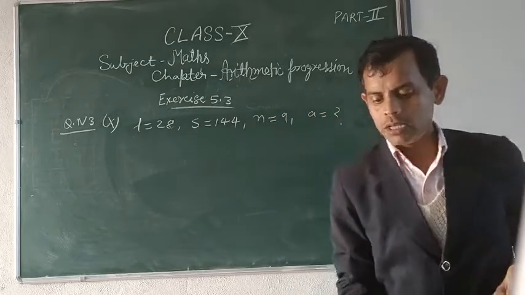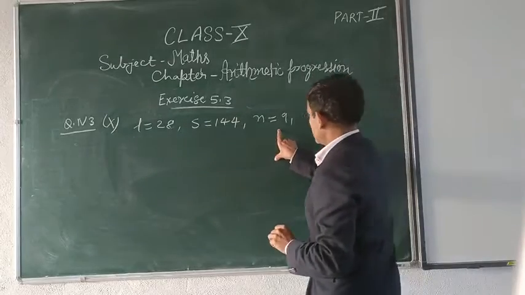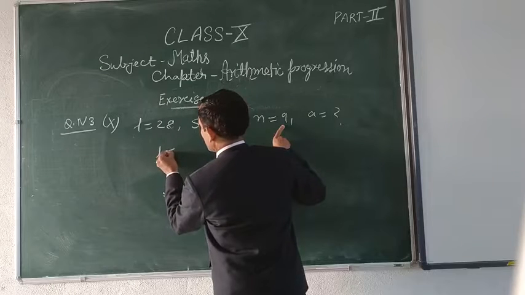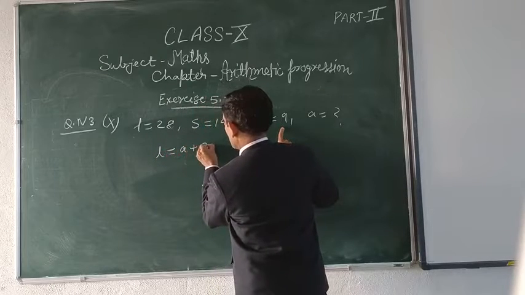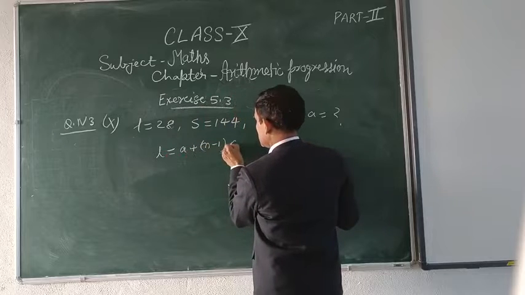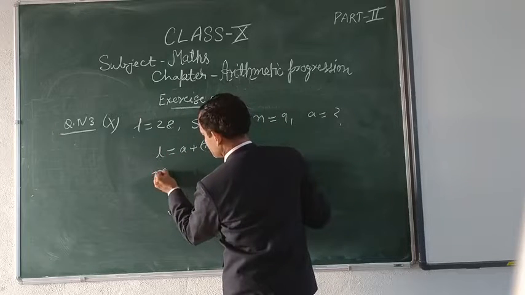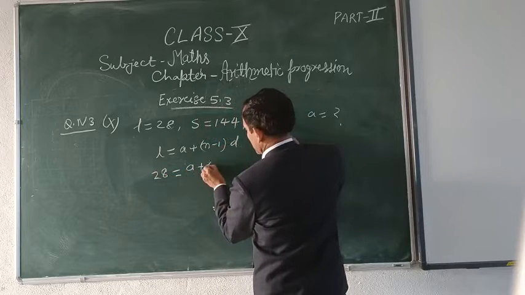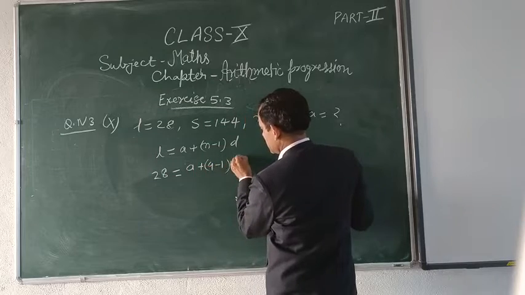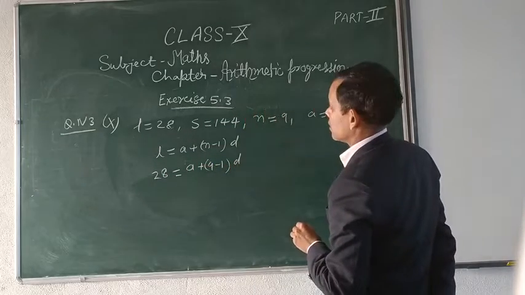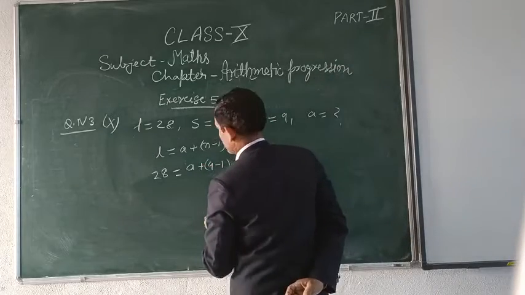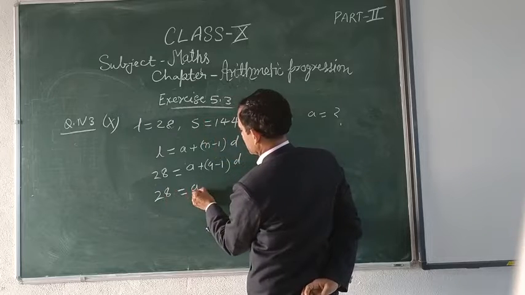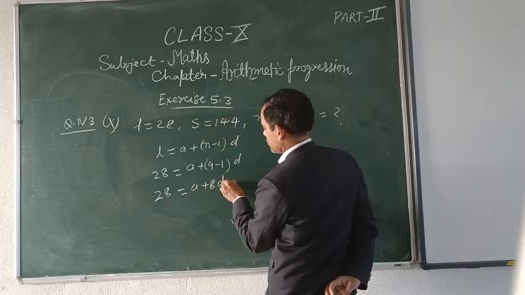We clearly know that they are given that there are total 9 terms. It means we know that l equal to a plus n minus 1 into d. l is given 28, a we need to find, plus 9 minus 1 into d. So we write here 28 equal to a plus 8d. Suppose this is equation first.